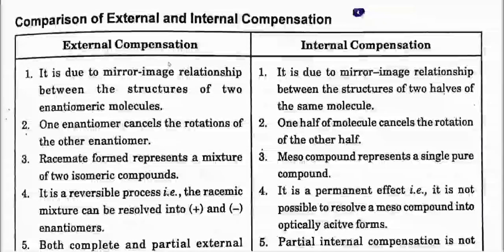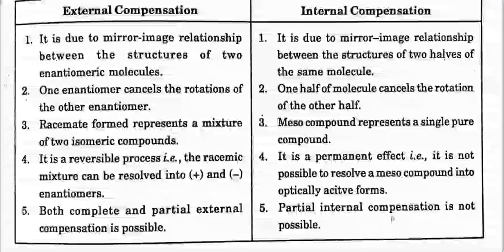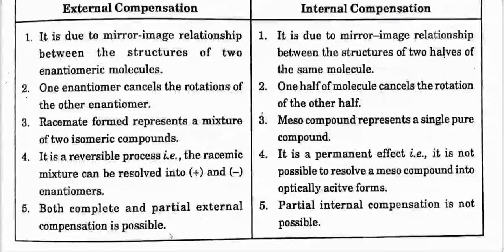In external compensation, the racemate formed represents a mixture of two isomeric compounds. In internal compensation, the meso compound represents a single pure compound. External compensation is a reversible process. The racemic mixture can be resolved into its plus and minus enantiomers. Internal compensation is a permanent effect. It is not possible to resolve a meso compound into optically active forms.